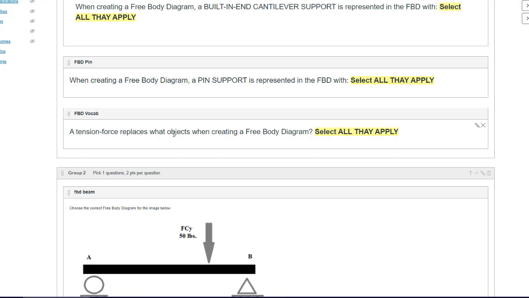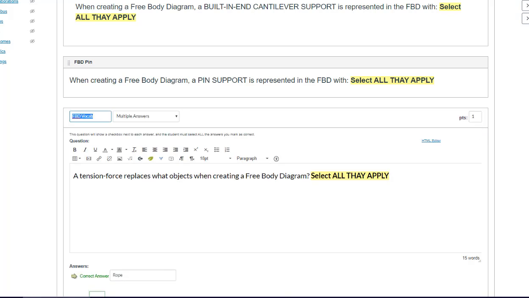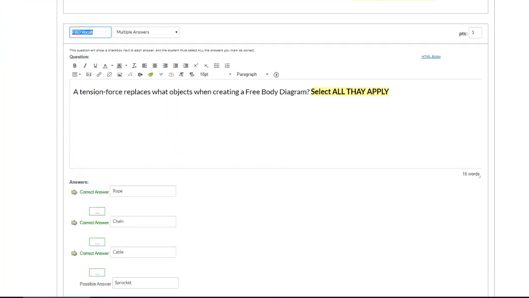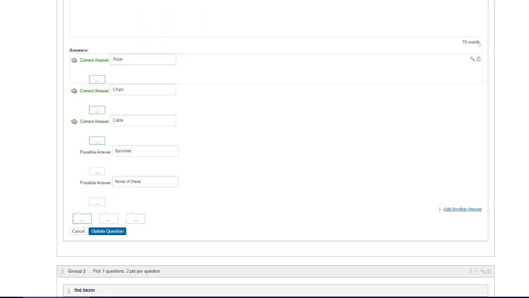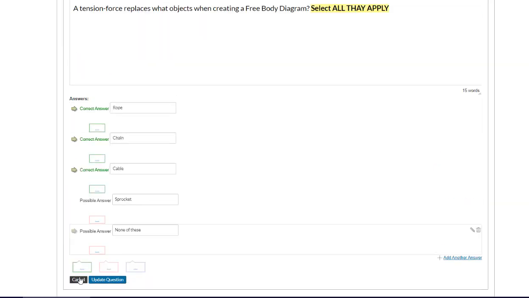So a tension force replaces what objects when creating a free body diagram? That was also covered in Wednesday's class, in your PowerPoint, and in the Monday lecture. A tension force replaces a rope, a chain, or a cable. We would replace those with a tension force.